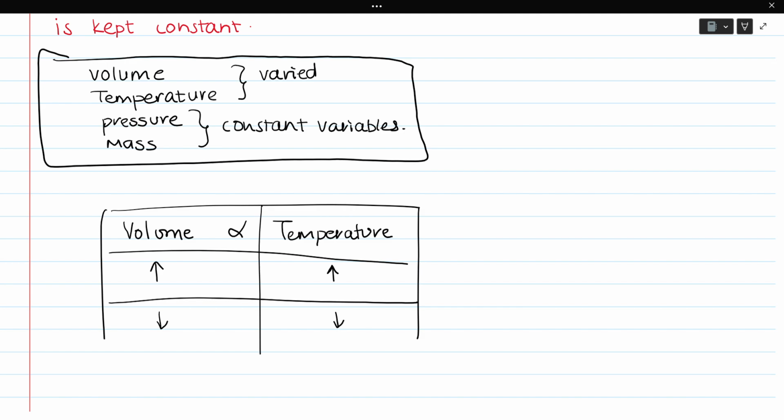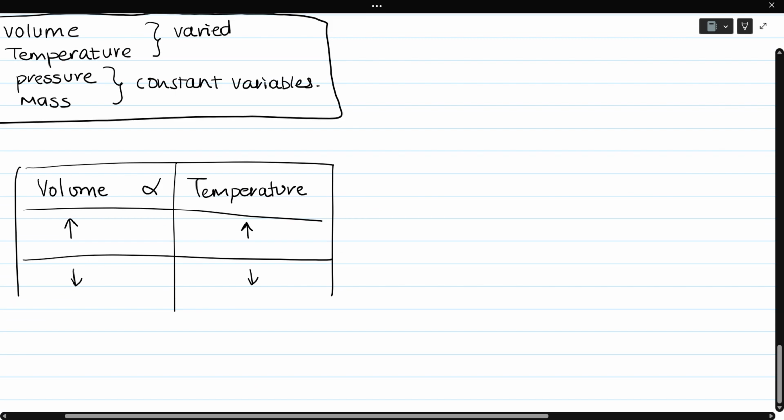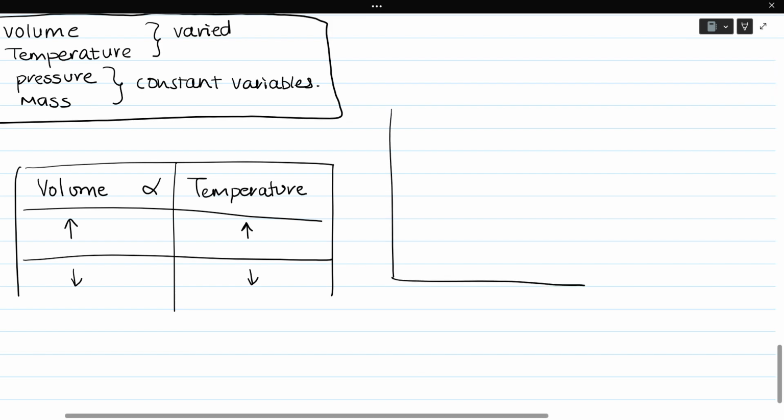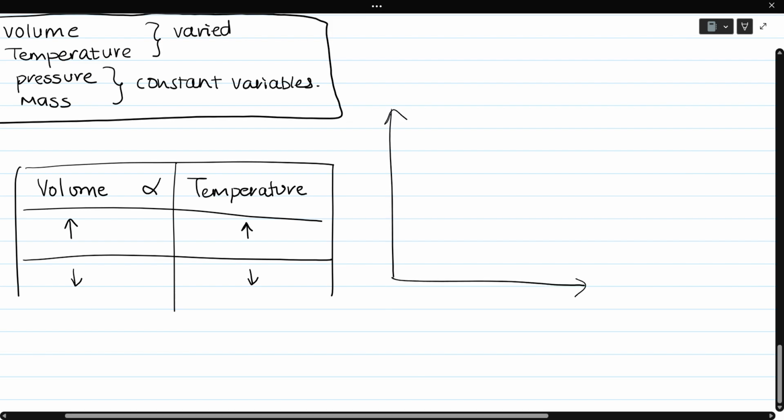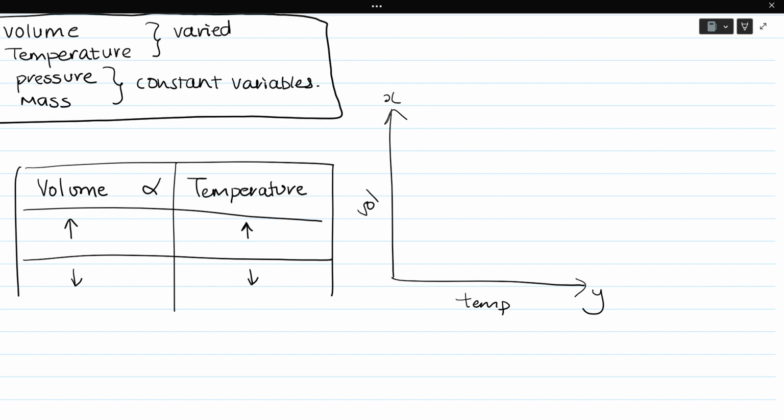But what does this look like now in a graph? It's always important to understand what the shape of this graph looks like in case you have to draw it or in case you have a multiple choice question where you have to select it. So if we look at a simple graph here, volume on one axis, temperature on the other axis. If we picture it, as I'm increasing my volume values, my temperature values are also increasing. So your points should be something like this. And for this graph, it is indeed a straight line. So it is a straight line. It's a directly proportional graph.